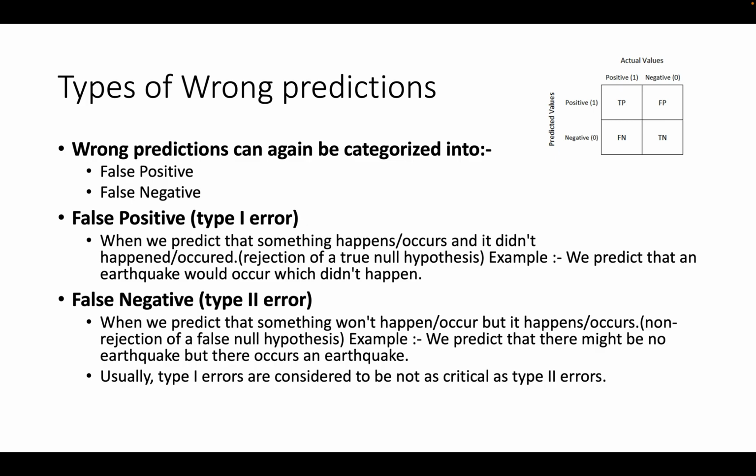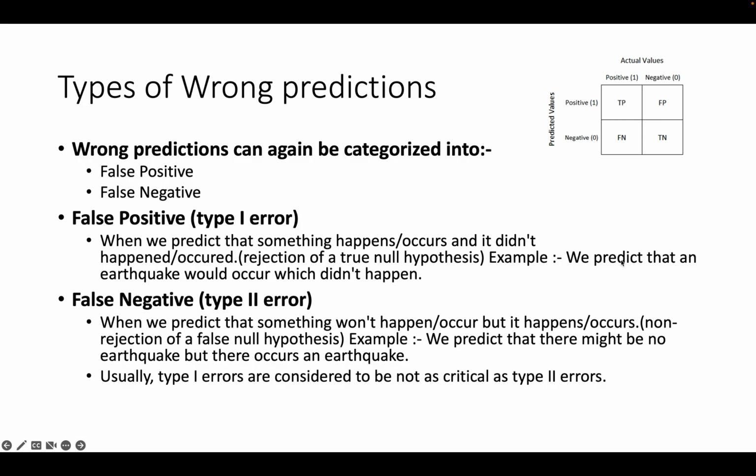Let's take an example, earthquake. If there's an earthquake and you predict an earthquake and the earthquake happens, then it is a true positive. And if you predicted there is no earthquake and the earthquake did not happen, then it is a true negative. Positive because the earthquake is happening, negative because the earthquake is not happening. Now let's discuss the type 1 error, false positive. Let's say you predicted that an earthquake would happen but it never occurred, then it is a false positive, a false alarm.